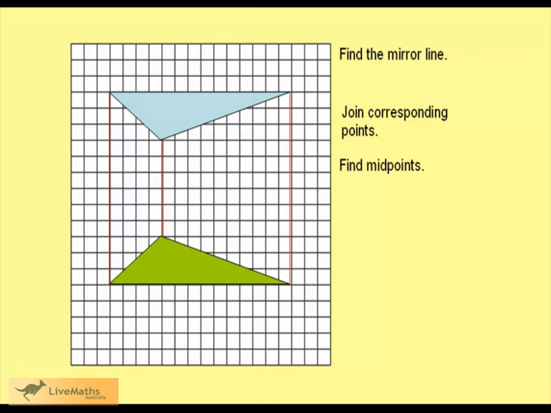We then want to find the midpoints. If this distance is 12 squares, the midpoint of the line will be at 6 squares from the end of either triangle. This distance is also 12, so the midpoint is here. This distance is 6. The midpoint is here, 3 squares from each point. We then draw a line through the midpoints, and this is the mirror line.